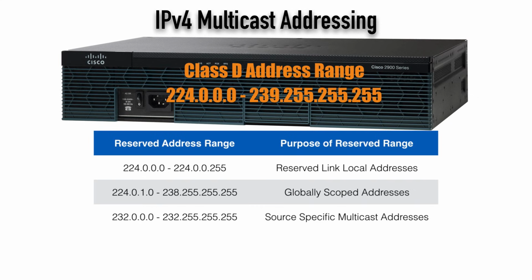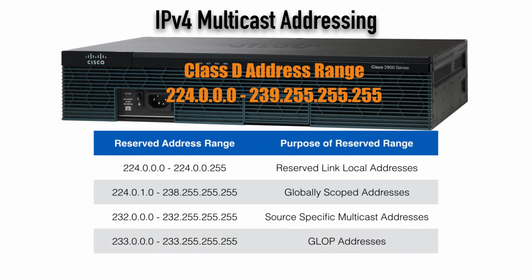In the next class of address, our first octet is a 233. These are referred to as GLOP addresses. That's a fun word to say. You might think that GLOP is some sort of an acronym, but really it's not. That's just the name of these addresses. And GLOP addresses can be globally unique multicast addresses that are based on an autonomous system number, like a BGP autonomous system number that a company might have.